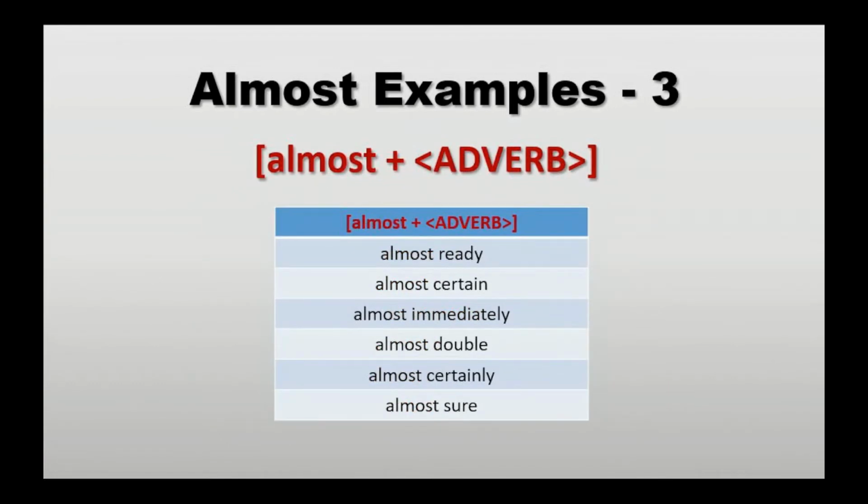Next, we have another set of examples. We got a lot of them, so be ready. And these are almost examples with adverbs, okay? Again, we're just going to do combinations of words. Please listen, try to repeat. Almost ready. Almost certain. Almost immediately. Almost double.